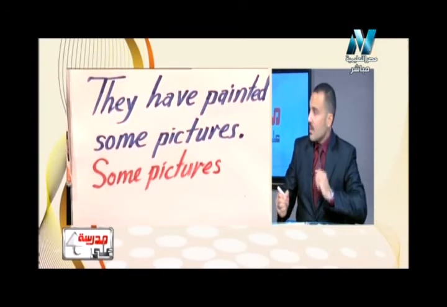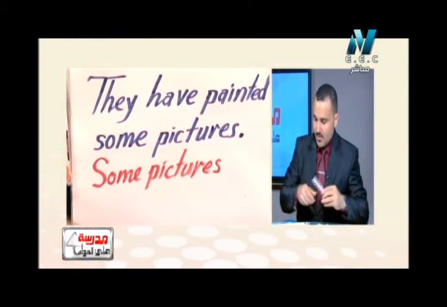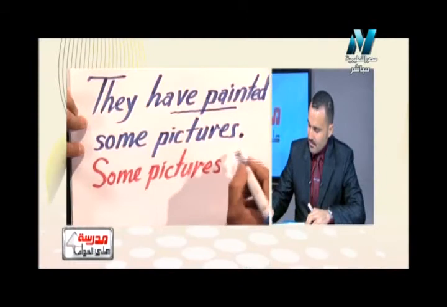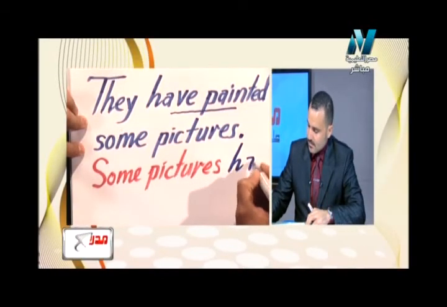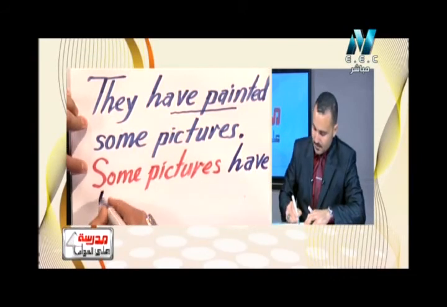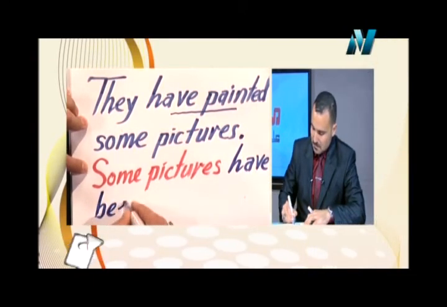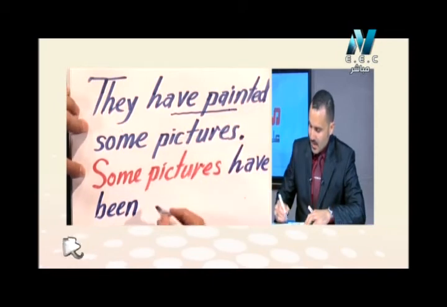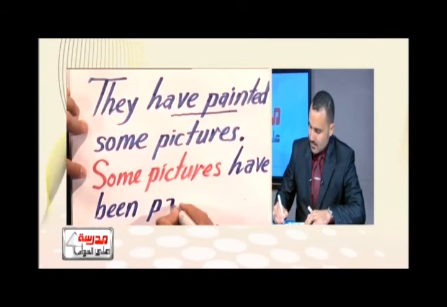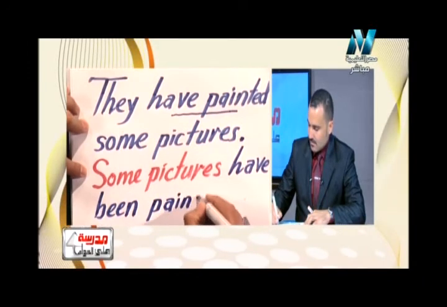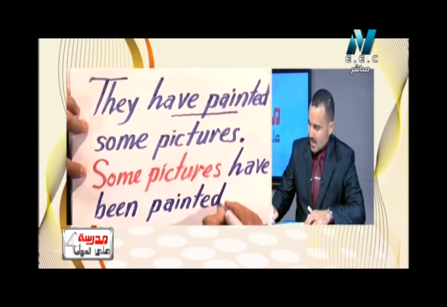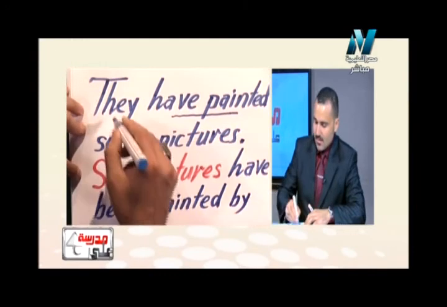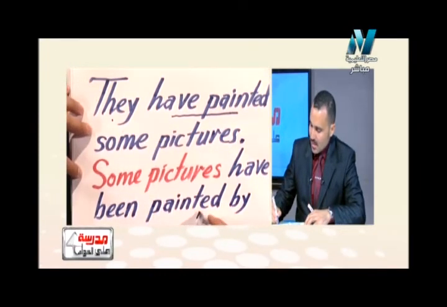some pictures. طبعا نحط verb to be في نفس التنس. have painted طبعا يبقى have been. some pictures have been. وبعدين ال past participle من painted هي painted برضو. some pictures have been painted by مين؟ they. طبعا ال object pronoun بتاعها ايه؟ them. يبقى by them.